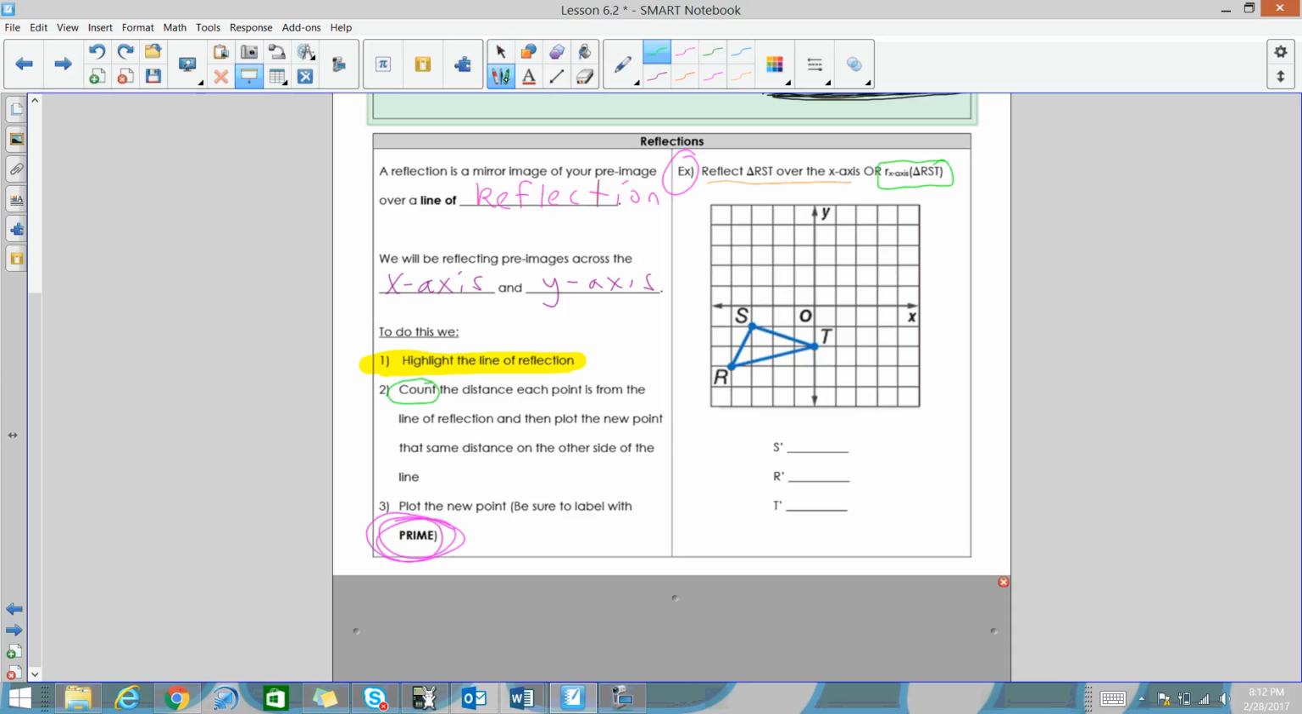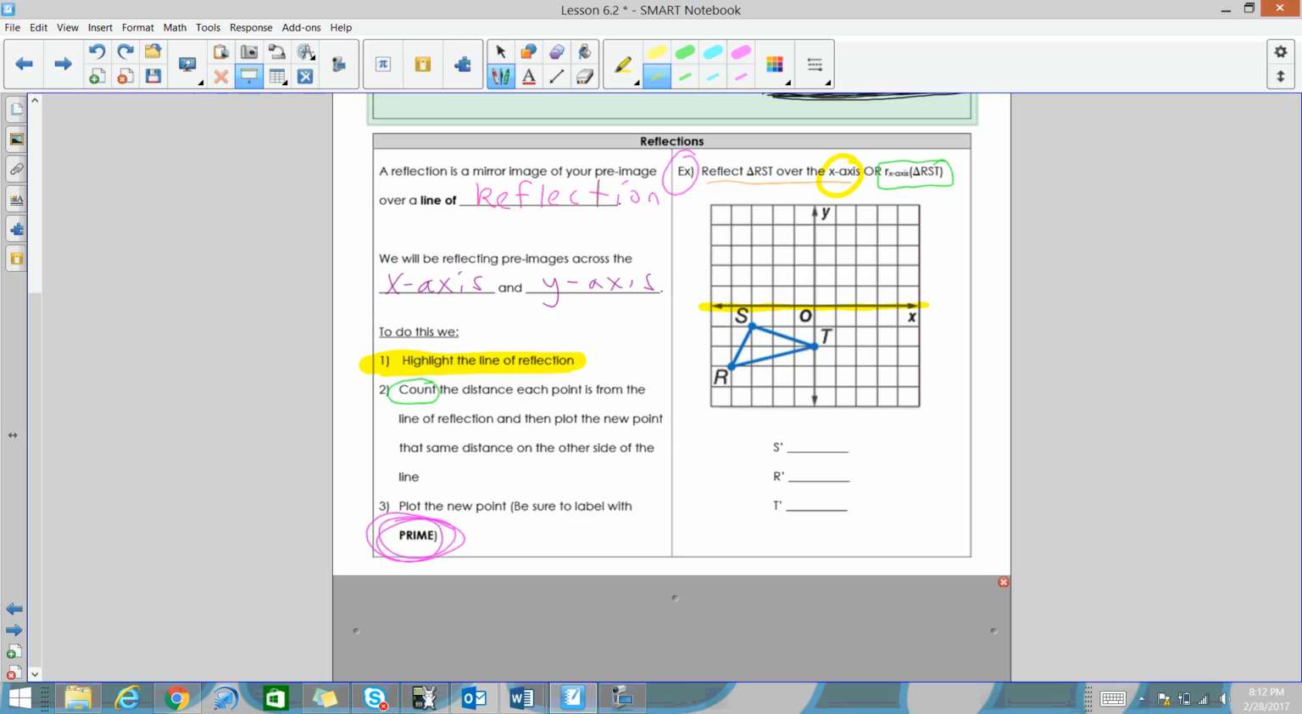To do this, the first step is to highlight your line that you are reflecting over. We're reflecting over the x-axis, so I'm going to highlight the x-axis.